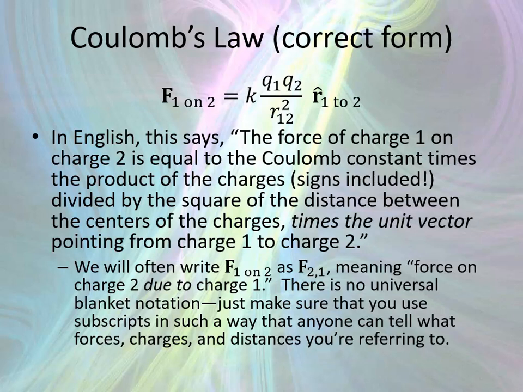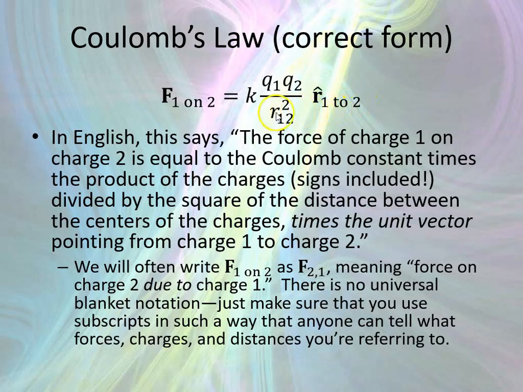So first, Coulomb's law in correct vector notation says that the force of charge 1 on charge 2 is equal to kq1q2 over r squared, where r is the distance between charge 1 and charge 2, literally the distance from charge 1 to charge 2, times a unit vector pointing from charge 1 to charge 2.